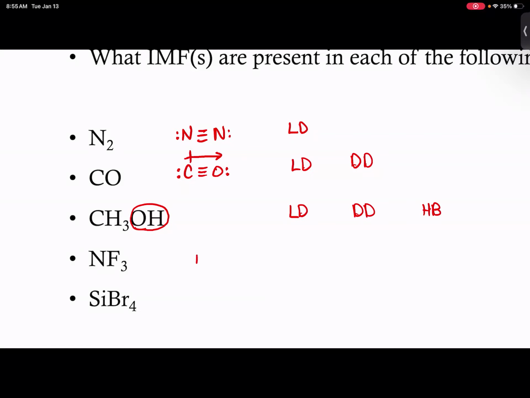The next one. If I draw the Lewis structure, what do I notice on the central atom? A lone pair. So what does that make this molecule? Polar. So it's going to have London dispersion, but it's also going to have dipole-dipole. Does it have anything else? No. And then SiBr4.